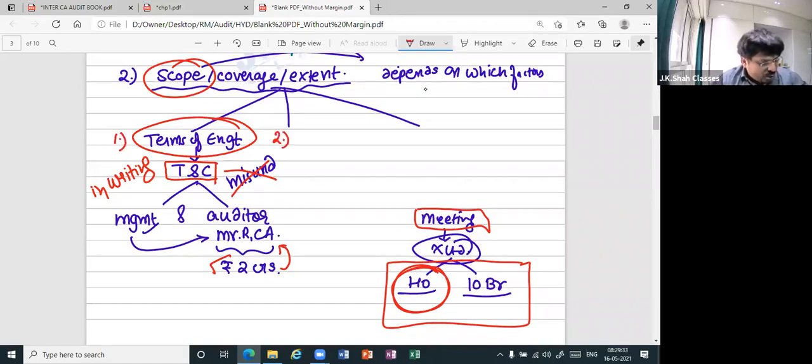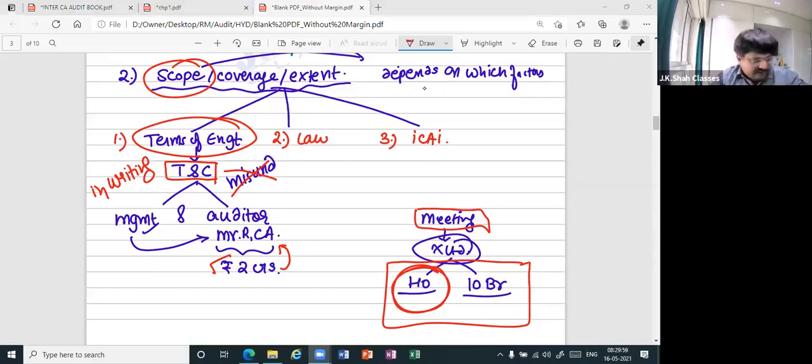Secondly, your scope depends on requirements of law. So simple, if law tells you to check something, you have to check that. For a simple example, the Companies Act 2013 tells that the auditor has a right to attend general meeting. So can I say you'll have to attend general meeting? Okay. And the last part, it depends on the almighty institute. Can I say depends on ICAI?